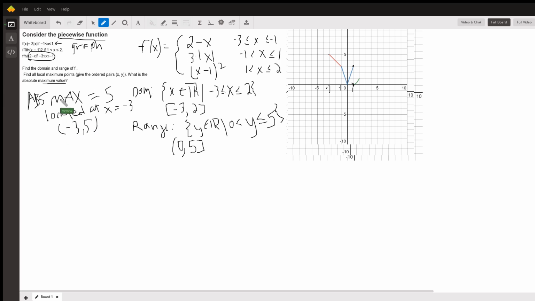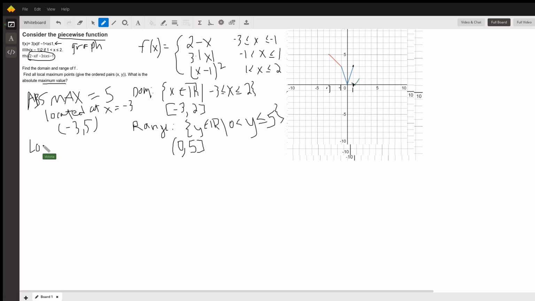There we go. So then all local maximums. If it's a local maximum, it's the highest point from the left or the right in its neighborhood. And so this one doesn't have anything coming from the left. So it's an absolute max, but it's not a local max. And then this is a local min, but they didn't ask for local mins. This one from the left is the highest in its neighborhood. And from the right, it's the highest in its neighborhood.